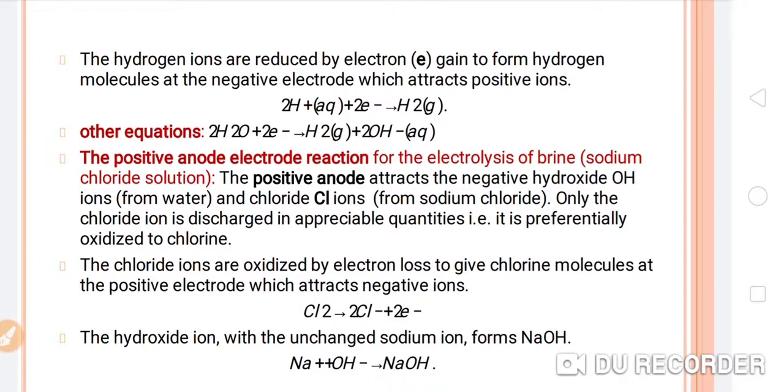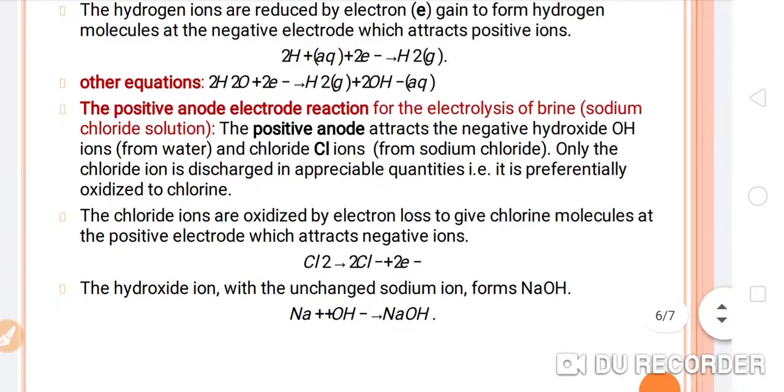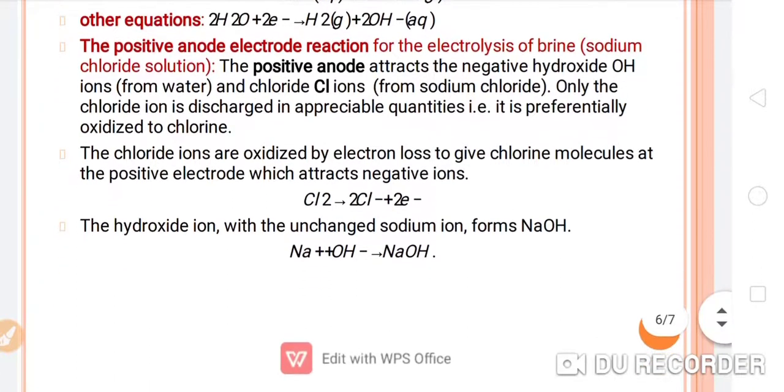And chloride ions from sodium chloride. Here there will be 2 anions, one the chloride ion and second the OH negative anion. Both will be attracted toward the positive anode, but only one ion will discharge, that is the chloride ion. Okay, the chloride ion will oxidize here.